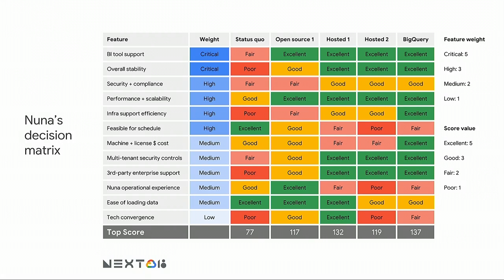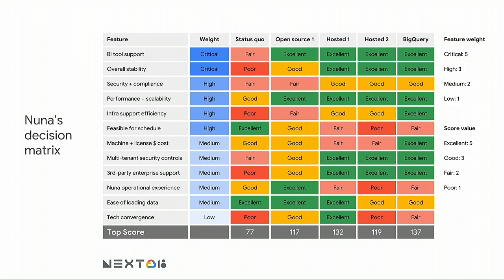We also evaluated BigQuery against a bunch of other different solutions, including hosted ones as well as self-hosted solutions, similar to the status quo solution that we have on the far left there. On each of the rows, you can see a different thing that we care about. You can see we really care about stability, and so that's weighted as a critical feature, and there are a bunch of other ones that are listed.